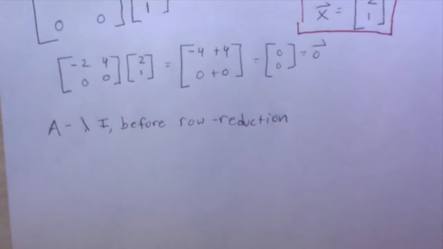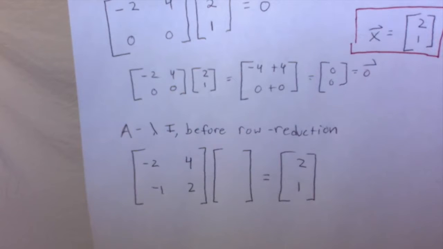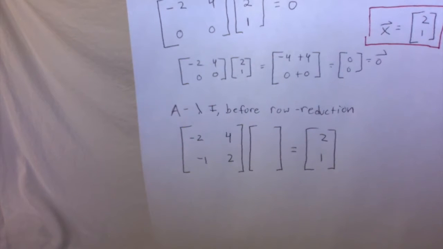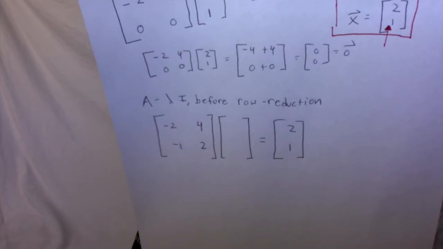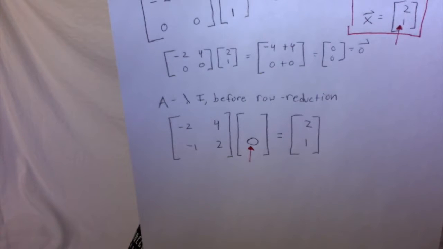To find your second eigenvector, you take your A minus lambda I before row reduction, and then put some vector in and set it equal to your first eigenvector. Our original eigenvector has 1 as its second component due to the pivot column and the free variable it has. Our second eigenvector is going to have 0 in that free variable spot.